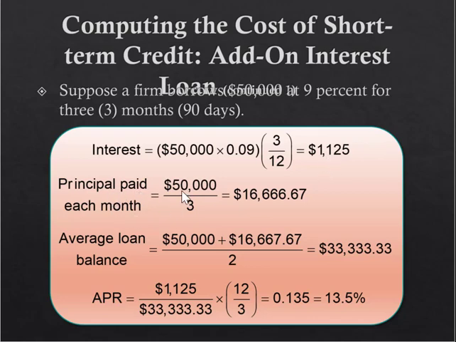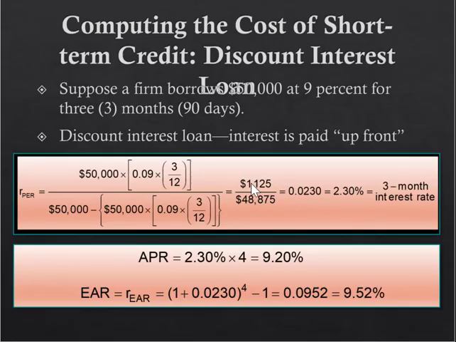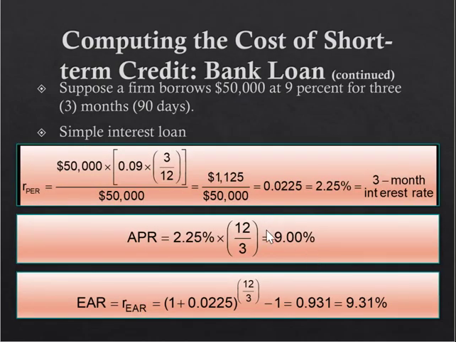The principal paid each month is $50,000 divided by 3, so we're paying $16,666.67 per month. The average loan balance is $33,333.33 because, again, you've got month 0, month 3, divided by 2, so that's your average outstanding balance. The annual percentage rate based upon the average outstanding balance is actually 13.5%. So you're paying that $1,125 at the beginning, that's costing you 9.2%. When you pay it at the end, it costs you 9%.